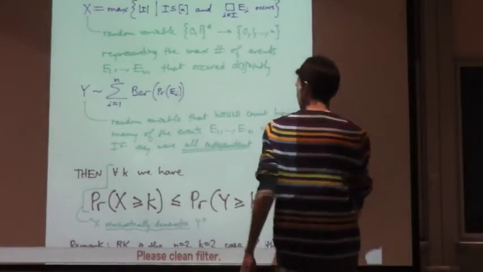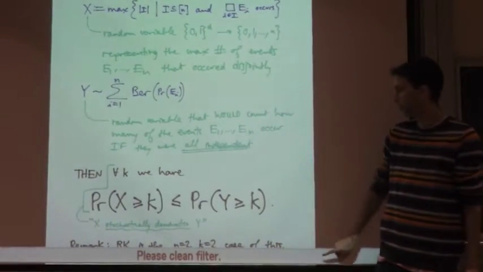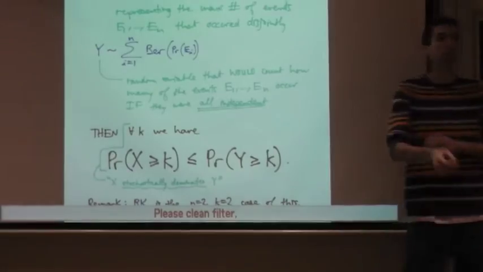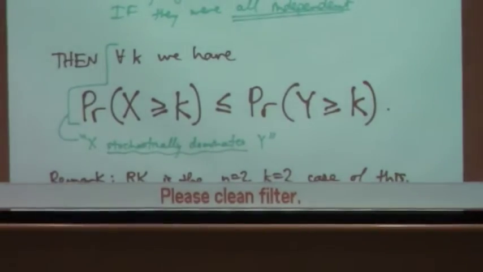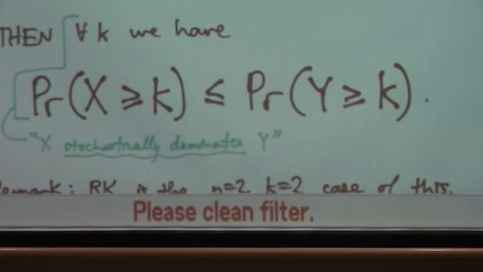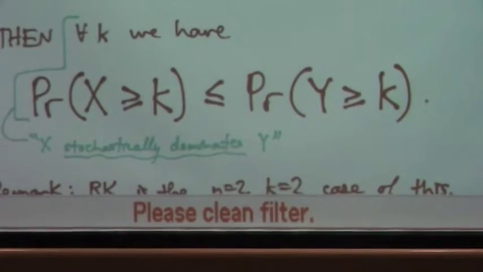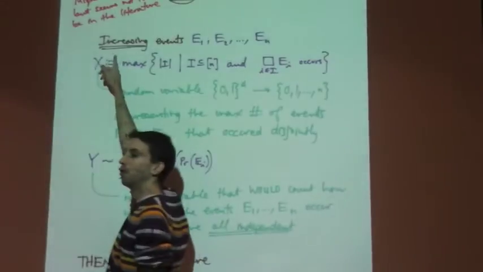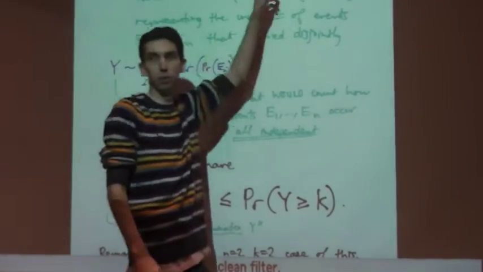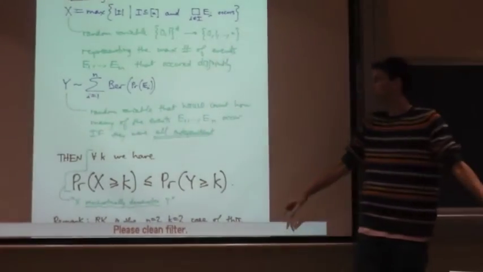Okay, so now it's really unfortunate that the please clean filter is still up here because I have an important remark at the bottom here, which is that the BK inequality is exactly the n equals 2, k equals 2 case of this. And does the Reimer generalization make sense in this context? Excellent question, I'm literally about to get to that. Just to remind you, this is not the Reimer generalization. This has nothing to do with generalizing Reimer because it's crucial here that all the events be increasing. But I'll get to your question.